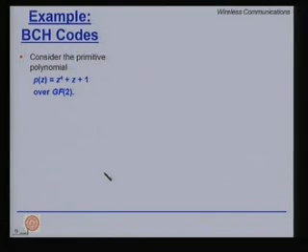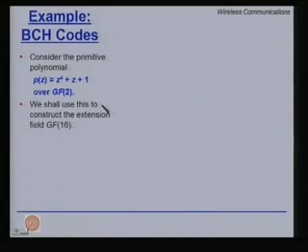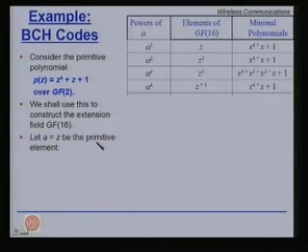So, we have to start with a primitive polynomial. Let us say our primitive polynomial is z raised to power 4 plus z plus 1 over gf2. Quickly check that it is a prime polynomial, because you cannot factorize it and it is monic. We shall use it to construct the extension field gf16 this time. Clearly, I can construct with an appropriate choice of a primitive polynomial any extension field. So, gf2 is the base field and gf16 is the extension field. Let alpha equal to z be the primitive element.